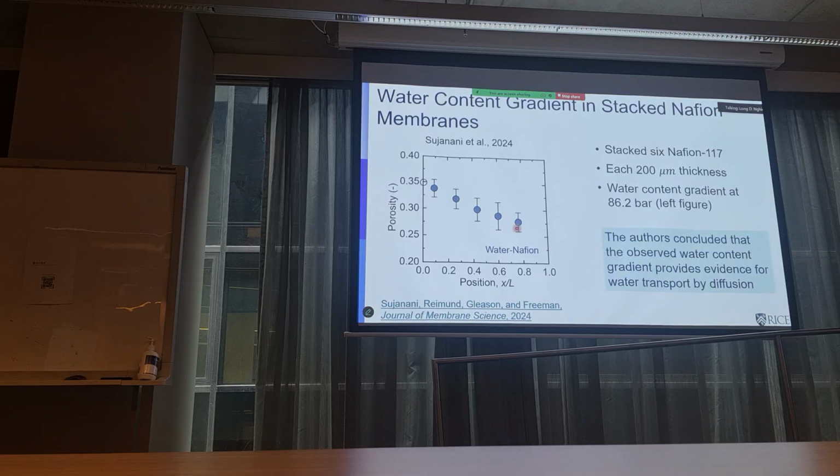And they claim that because of this water content gradient, which provides the driving force for diffusion, this must be a solution diffusion mechanism. Now here they are talking about ion exchange membranes, which before no one thought were dense and non-porous.